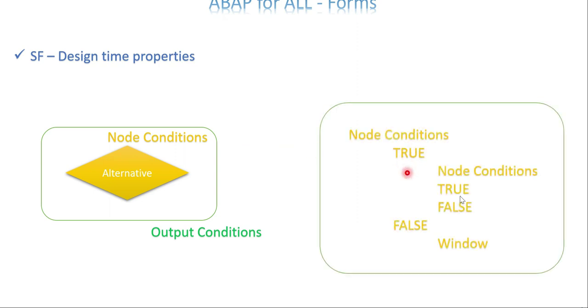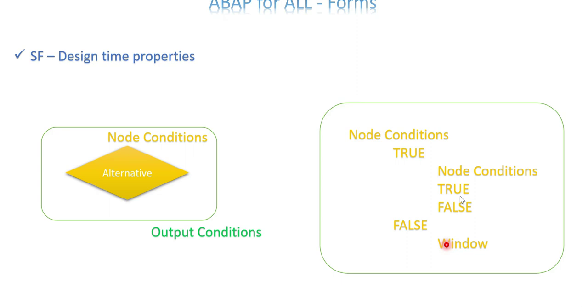So node condition is going to be like this. If it is a node condition true, I can have one more node condition. It's nothing but if else if. And whatever you may write in the code, the same way you can design in smartform also. So node condition true, you can have one more node condition, then true or false, or if it is false, you can have a complex window, or simply you can have a text. It depends on your requirement. So it's not restricted to only text. You can have whatever you want.